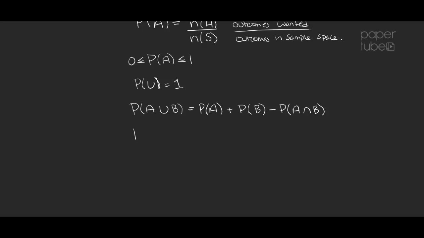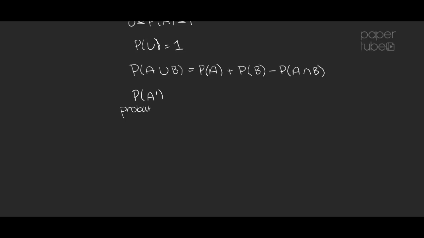The last thing is the complement of an event. If you see an apostrophe, it means that we're talking about the event not happening. So I read this as the probability of not A, so anything other than A. This is always going to be calculated as 1 minus the probability of A, because 1 is the highest possible probability, and the probability of A is the part we don't want in this case, and so it gives you the remaining probability of anything besides A.